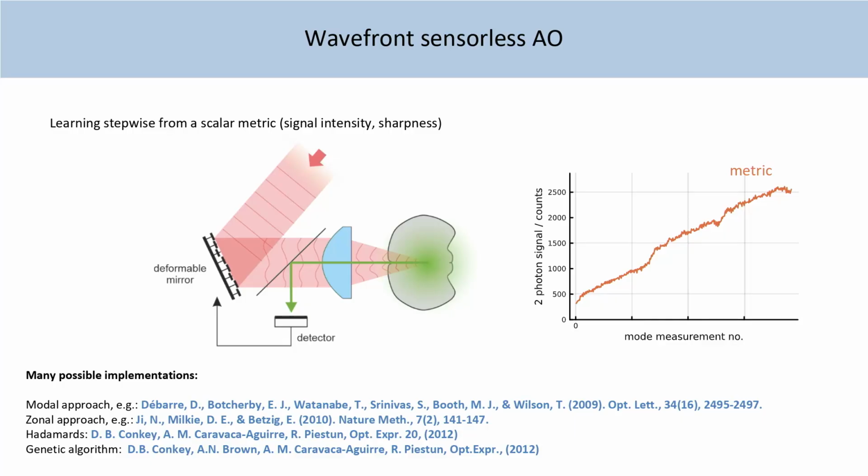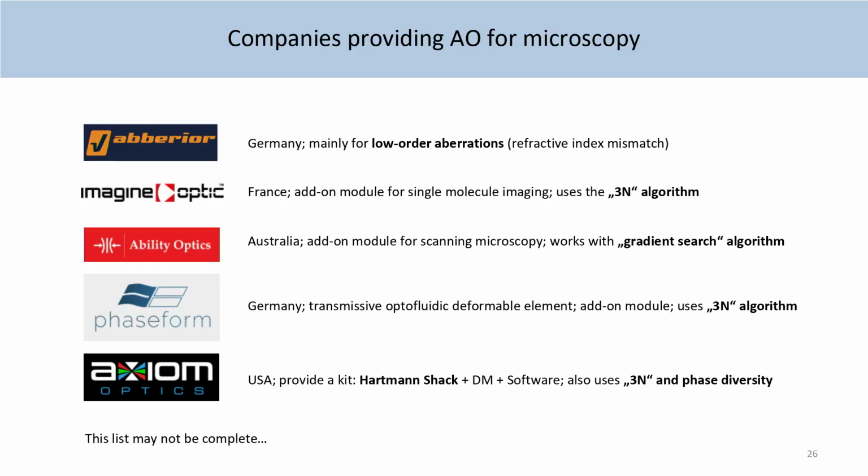There's modal wavefront sensing, zonal wavefront sensing, you can display Hadamard patterns, genetic algorithms, and so on. But if you look at companies that are out there providing AO for us, and there are not many, maybe that list is not really complete, right? Those are companies that really provide you the whole bundle, not just selling you spatial light modulators.